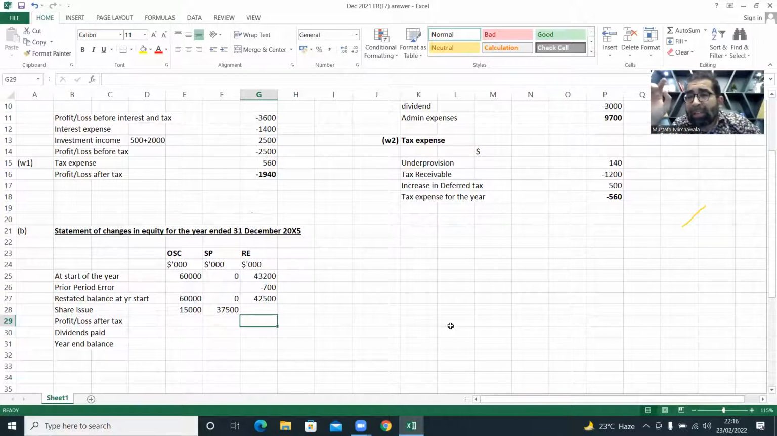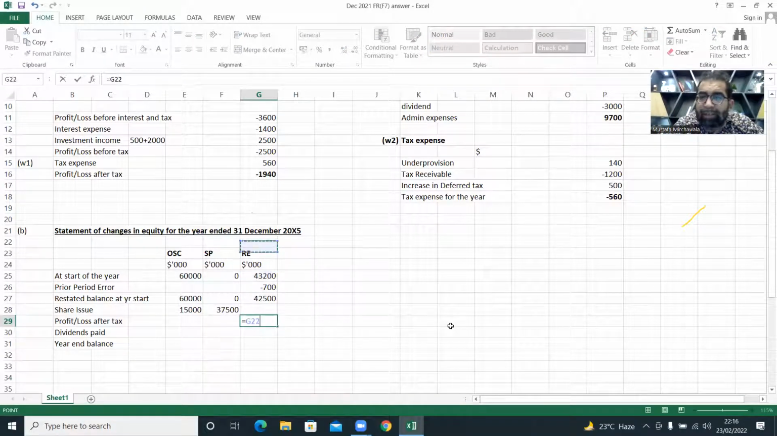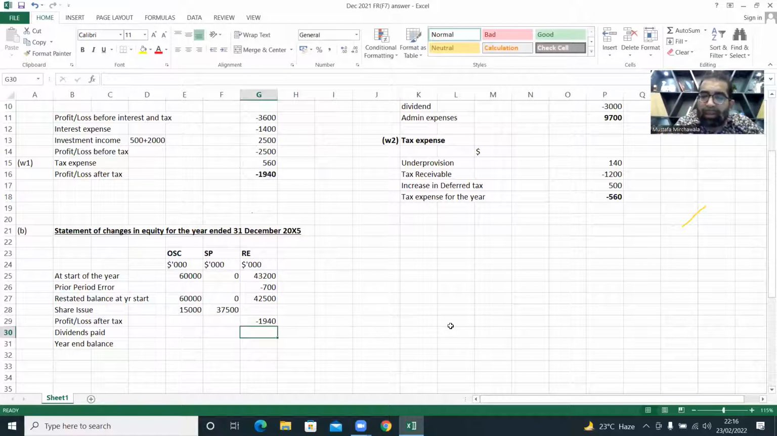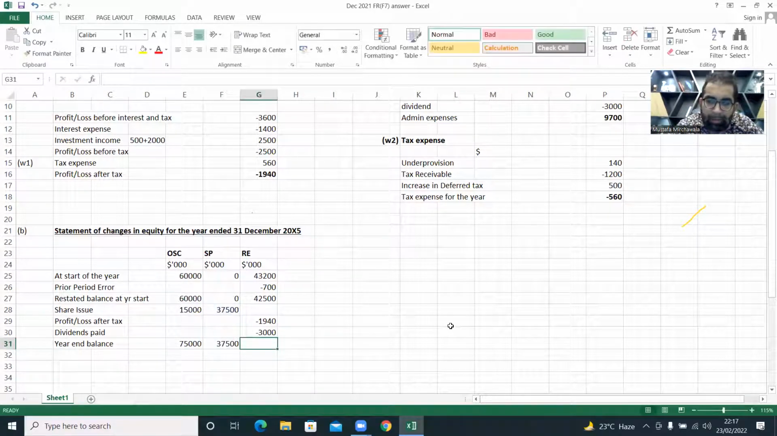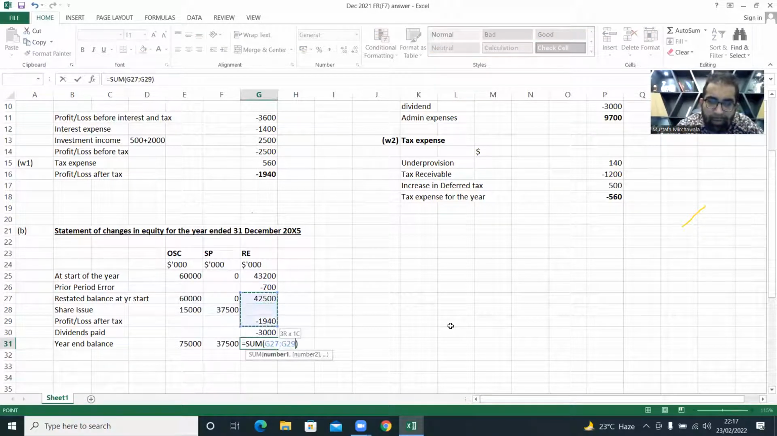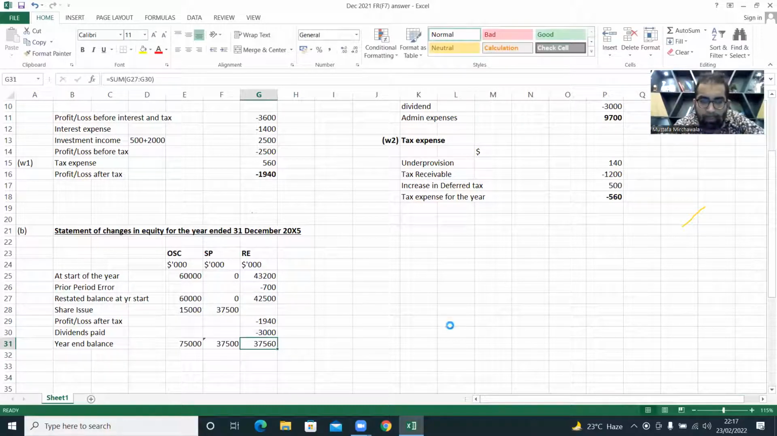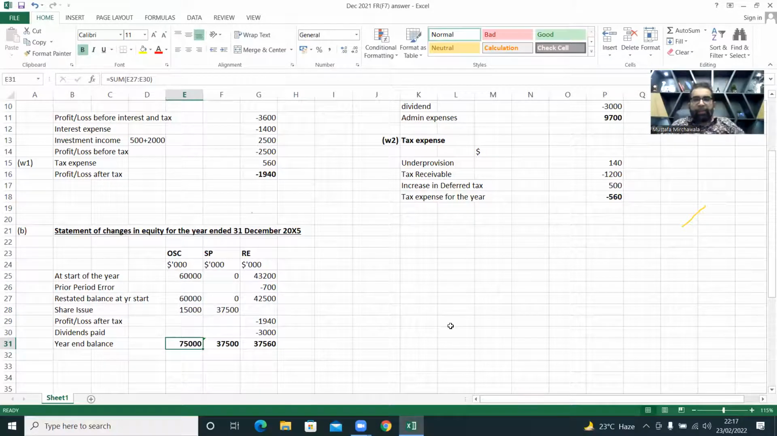Now, profit and loss. My dear student, profit or loss is adjusted in retained earning. Simply pick it from income statement. I just did. Now, what are the dividends paid? Dividends paid are 3,000, and dividends paid are also deducted from retained earning. So now this is 75. This is 37,500. And this is 42,500. Okay, so that's the end of these two requirements. Let me open the chat box. Let me see.